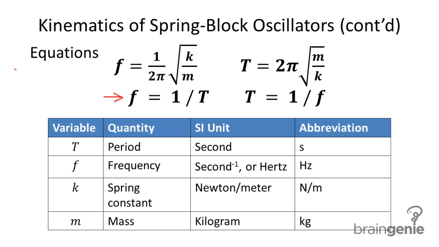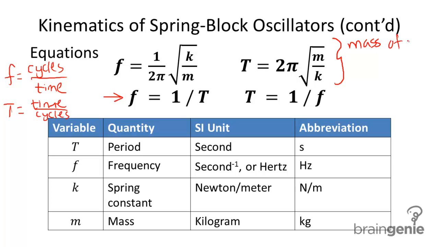So I'm going to write over here 2 additional definitions for these. For frequency, frequency is calculated as cycles over time. Whereas, if you can guess, period is time over cycles. So it's the reciprocal. And then here are 2 additional equations very specific to spring block oscillators. And you can see that the only 2 factors that affect frequency and period are the mass of the block and the spring constant K.